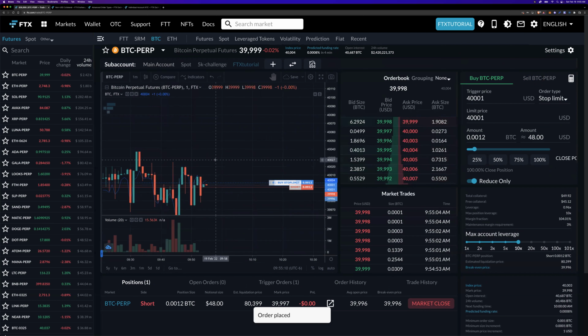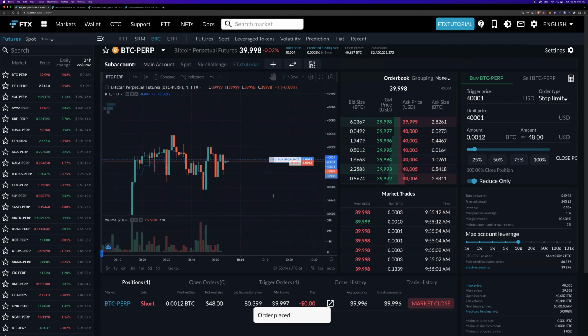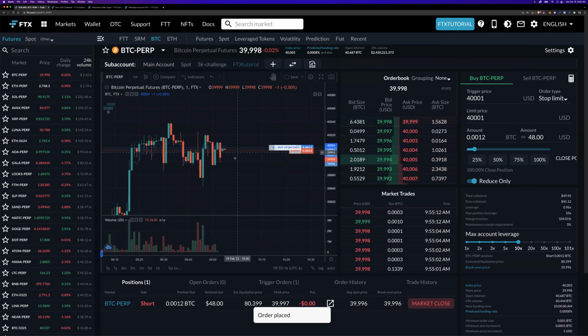The same thing happens on the long side as well. If you're placing a long side order, so let's just say you go long now, and you're saying stop me out down here at 39,950, way down here. If your order does not get triggered until 39,950, you have the risk of the price dropping further and further without you getting out of the market.